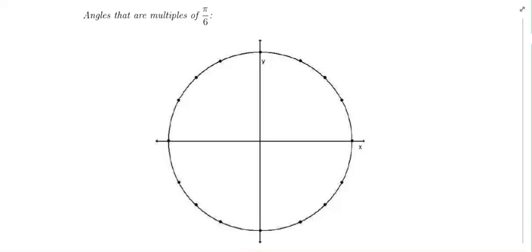The last group of angles that we are going to look at are the angles that are multiples of pi over 6. This is going to be constructed in the same way that we made the angles that were multiples of pi over 3 and the angles that are multiples of pi over 4. It's going to be done in the same way.